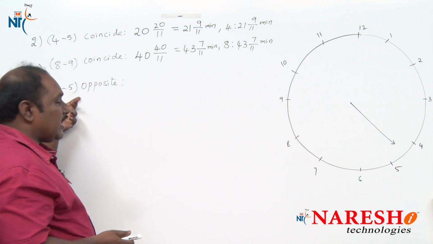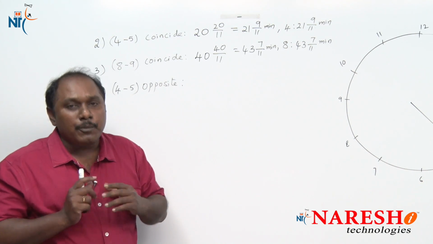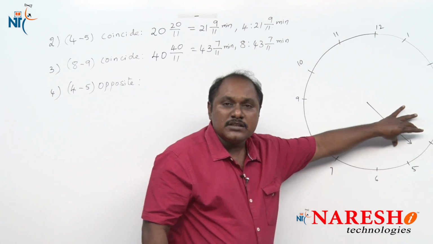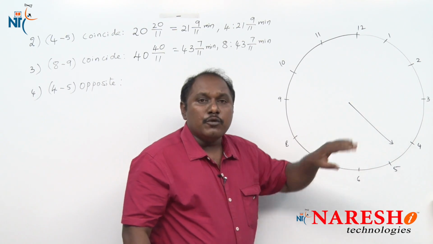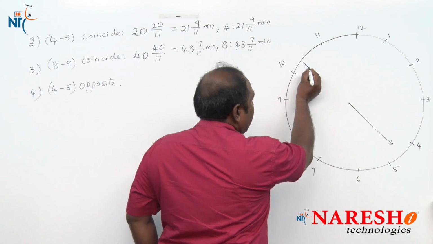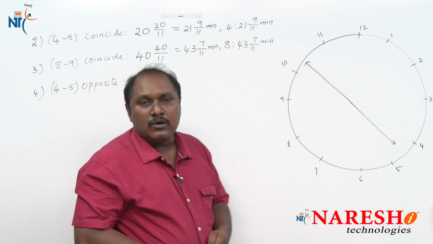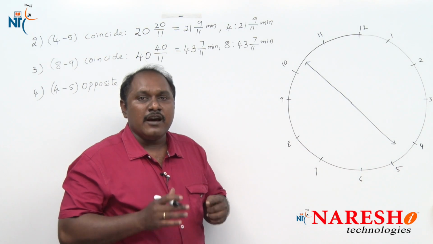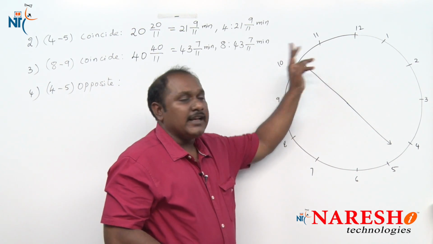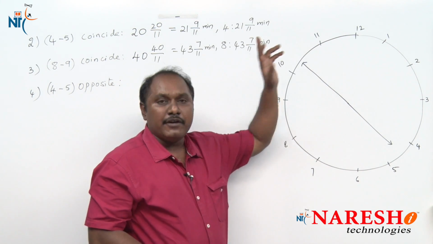Now, the next question is, at what time between 4 o'clock and 5 o'clock the minute hand and hour hand are opposite to each other? The hour hand lies in between the numbers 4 and 5. To be opposite, the minute hand should be between the numbers 10 and 11. Now, the same method which we have used to solve the previous problems, the minute hand lies in between 10 and 11. Simple common sense: my answer lies between 50 and 55.